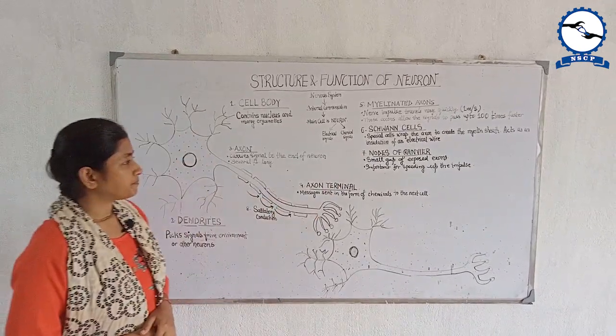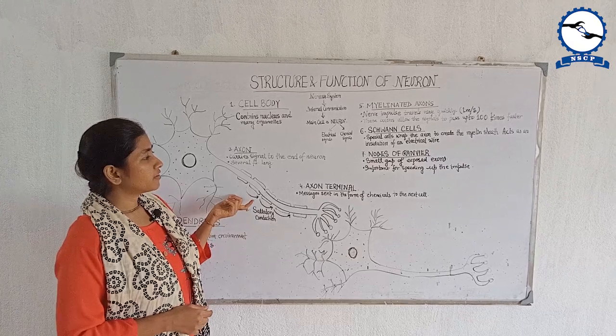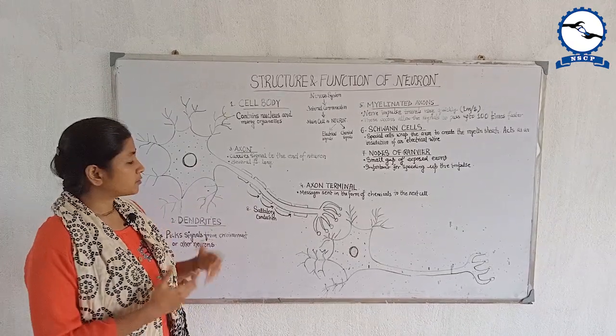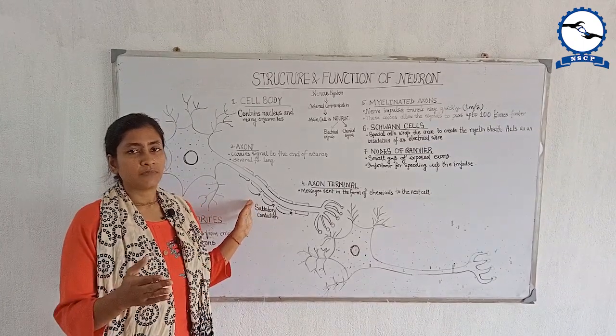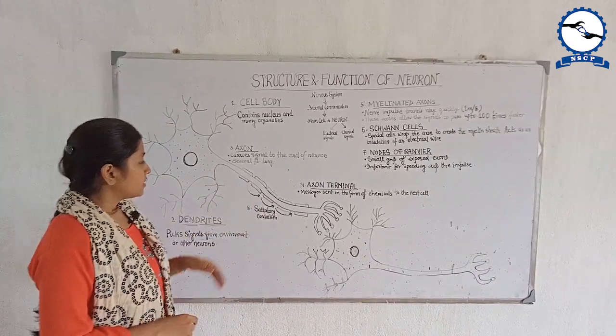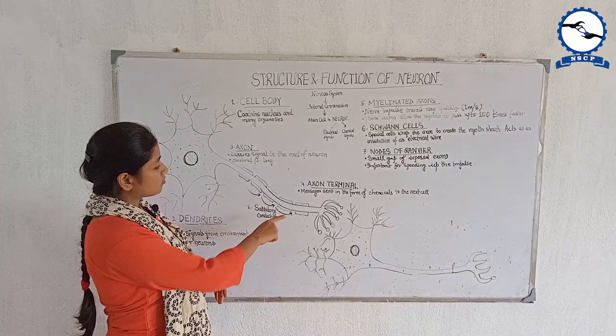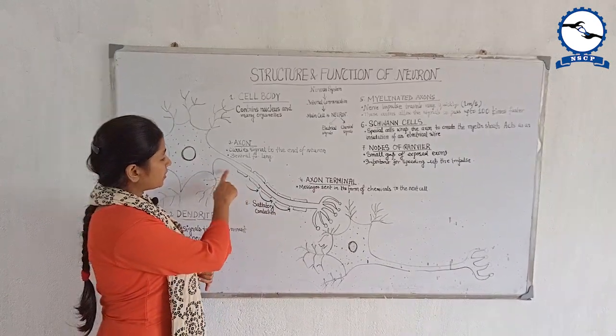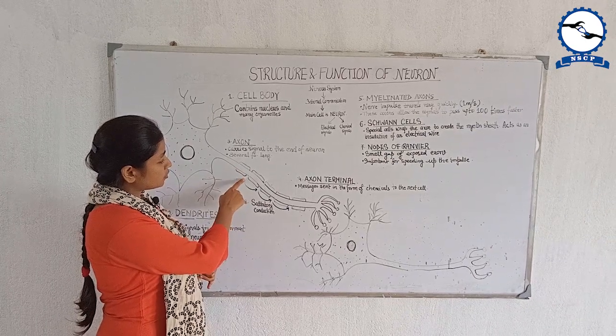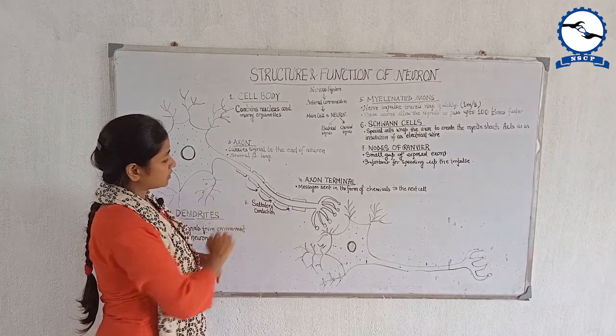Nodes of Ranvier. These nodes of Ranvier are the small gaps of exposed axon, and they are important for speeding up impulse conduction. So this type of conduction is called saltatory conduction. This jumping of the impulse from one node to another is called saltatory conduction.